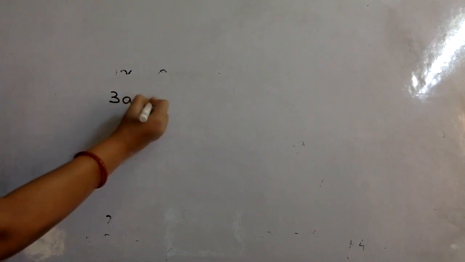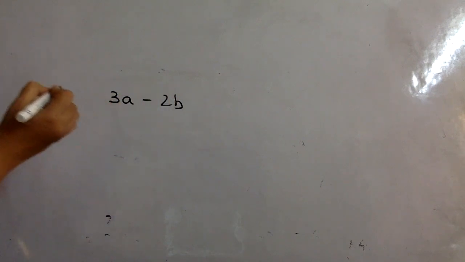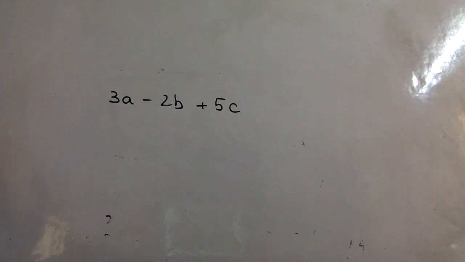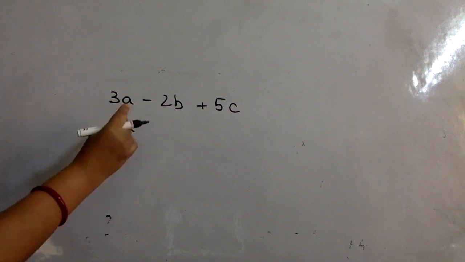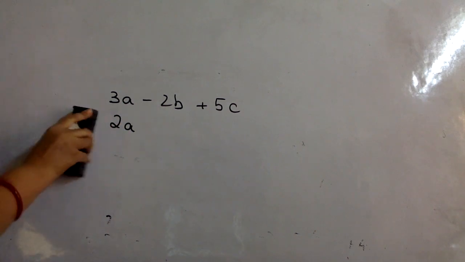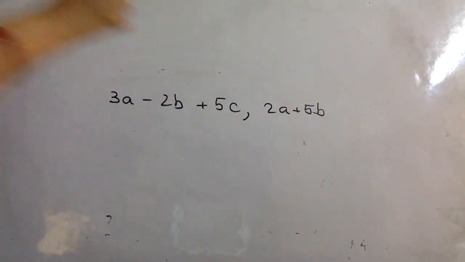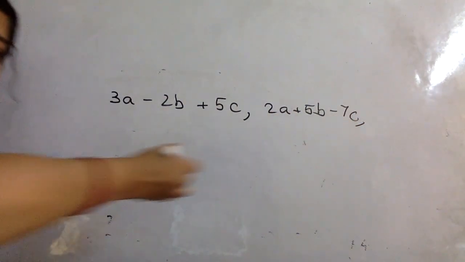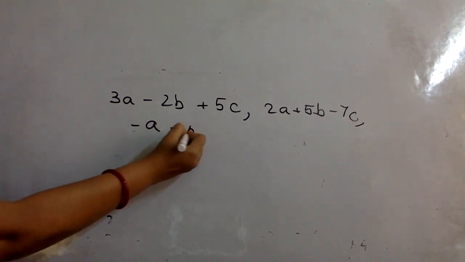Here is the question. 3a minus 2b plus 5c. Sorry, I want to write it in a vertical method. Comma, 2a plus 5b minus 7c. Okay, comma. Now the third one. Minus a minus b plus c.